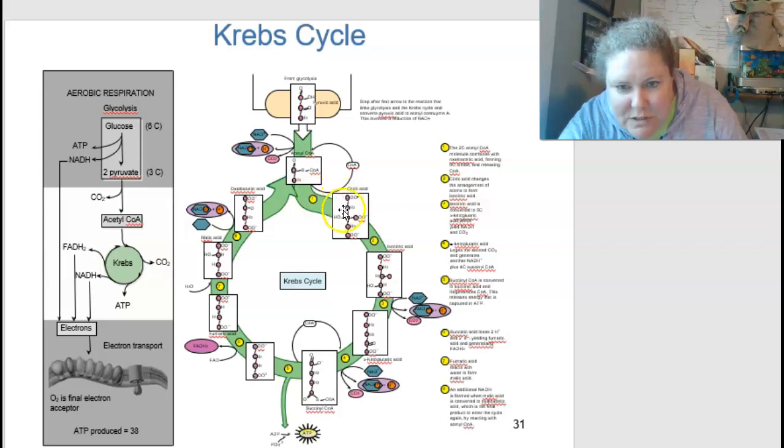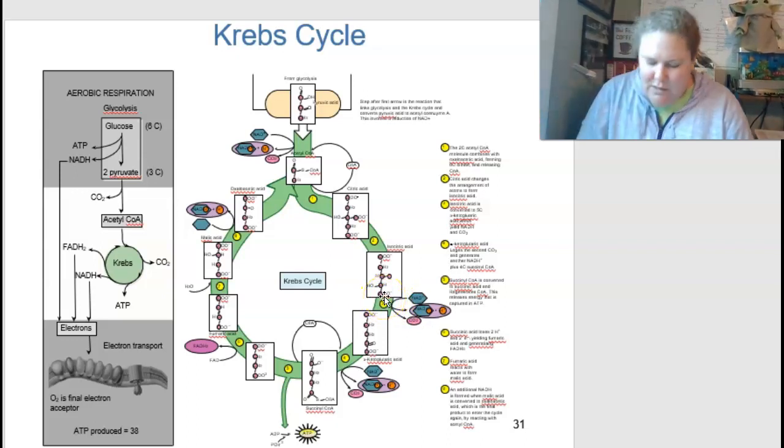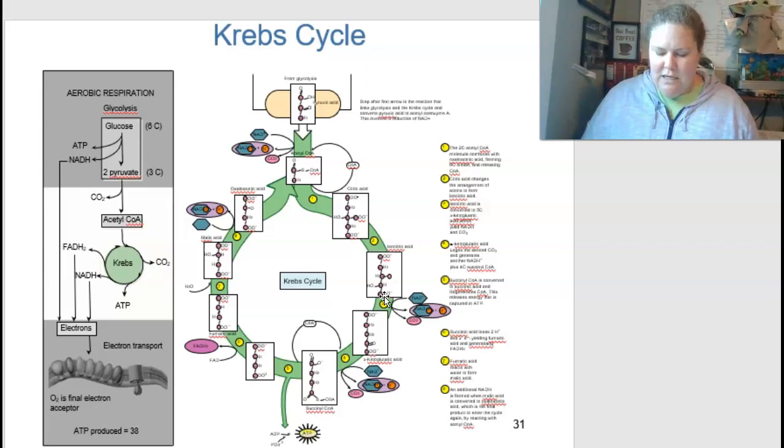Then the citrate in step 2, which is right here, changes the arrangement of its atoms to form isocitrate. Then step 3, which is down here, isocitrate is converted into a 5-carbon alpha-ketoglutarate, which yields NADH and CO2. Then down here in step 4, the alpha-ketoglutarate reacts with coenzyme A, loses a second CO2, and generates another NADH plus a 4-carbon succinyl-CoA. Then in step 5, the succinyl-CoA is converted into succinate, and it regenerates the coenzyme A, and this substrate-level phosphorylation produces an ATP.